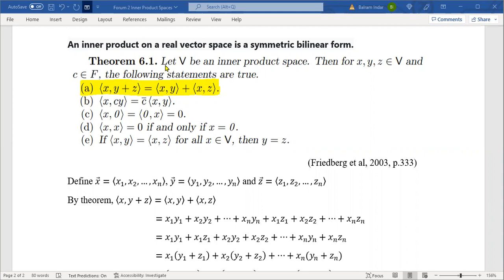Now, I'm going to read the theorem from the top. Let V be an inner product space. Then for x, y, and z in that inner product space, and for c in the field, we have the following statements. These statements are true, and as I said, I want to focus on part B, which states that the inner product of x and y plus z is equal to the sum of these two inner products.